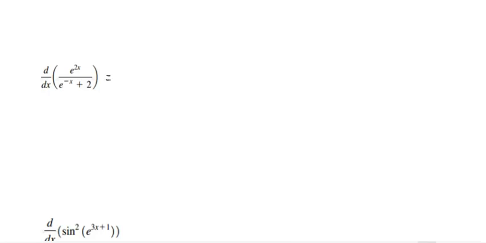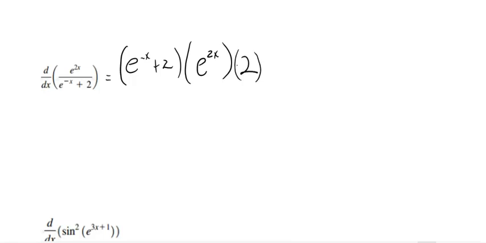This is a quotient, so you need the quotient rule. Denominator times the derivative of the numerator, in which I will need the chain rule. Right? That is e to the u times u prime. Same chain rule as before, just a new function. Okay, denominator, derivative of the numerator minus numerator, derivative of the denominator.